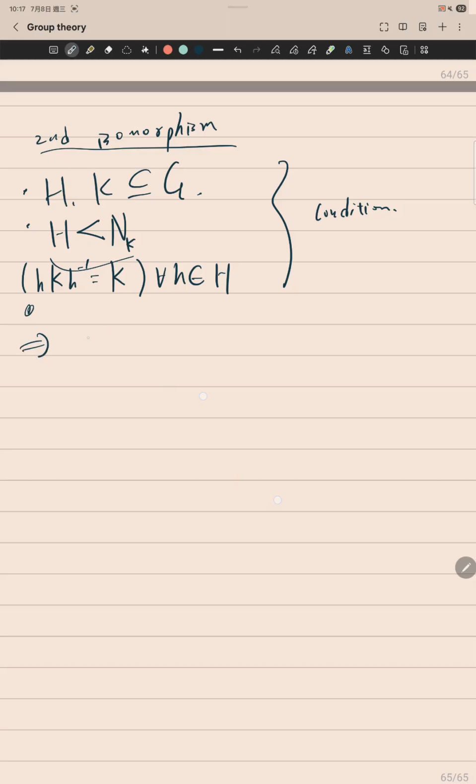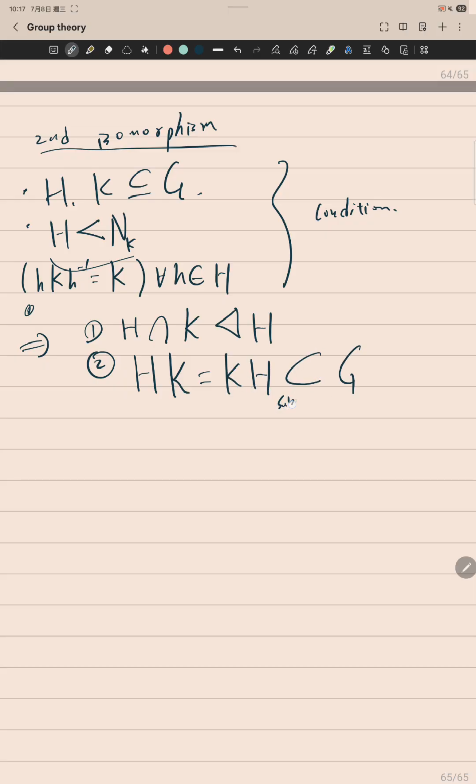Now we can prove the following. First, H intersection K is a normal subgroup of H. Second, HK equals KH, and they are both subgroups of G. The third one is that K is a normal subgroup of HK. So HK is viewed as a set, but the second item shows that it's a subgroup.